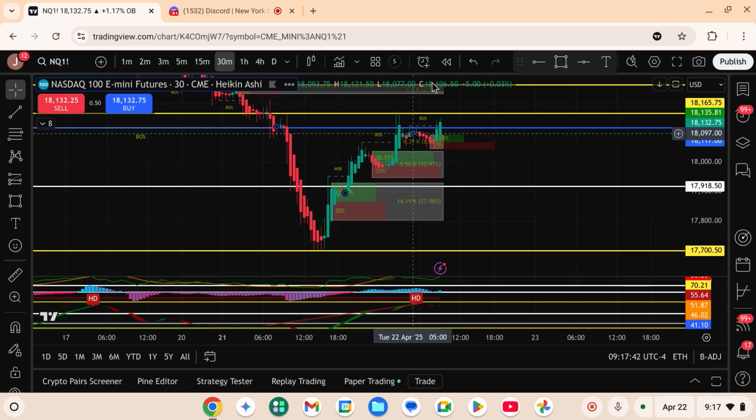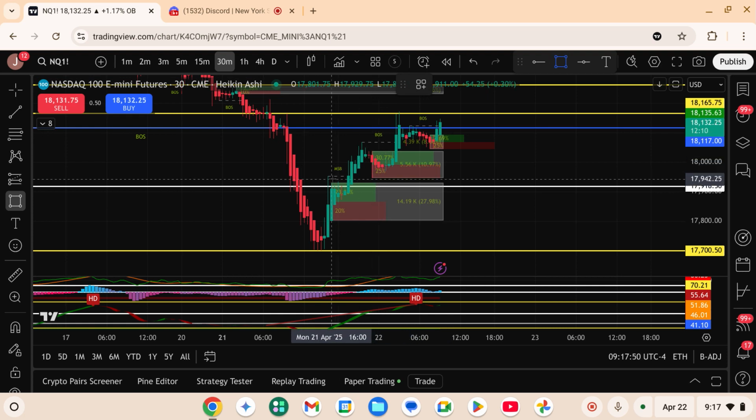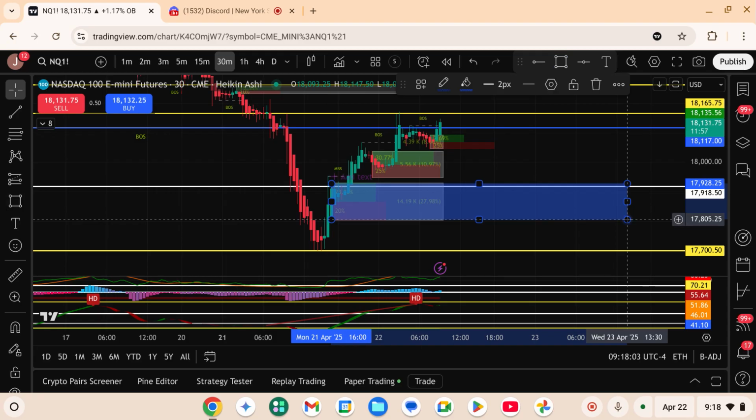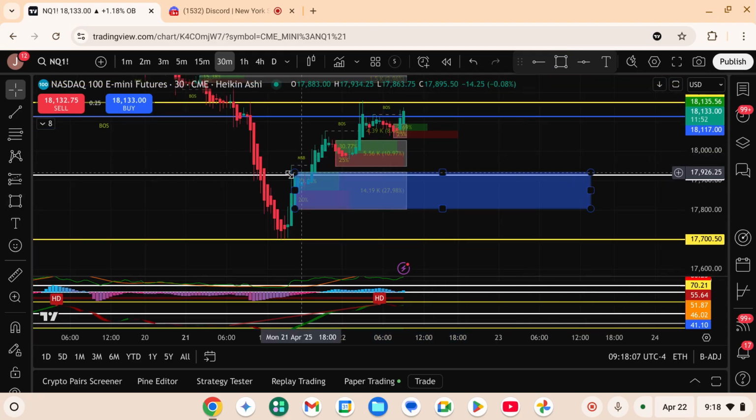So let's put a rectangle across that. It's probably not going to reach this far down today, but you never know with Trump markets. He might tweet something and everything just goes crazy. So we're going to draw this order block where it flipped to bullish. And then break of structure is always a continuation.